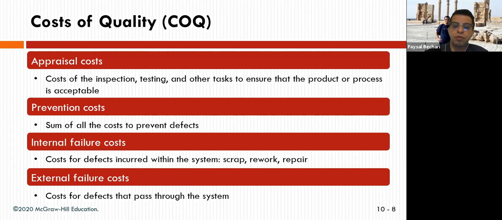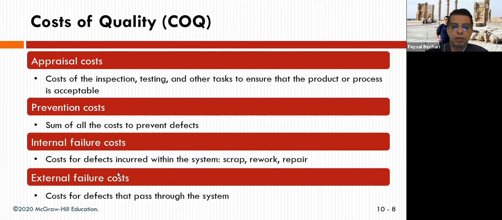Internal failure cost for defects incurred within the system: scrap, rework, and repair. So if something in a process in the system breaks, you have to throw it away, it costs you. You have to rework it again. It's also going to cost you time and effort, or repair it. And it's also going to cost you time and effort.